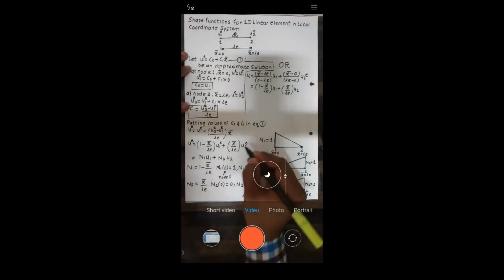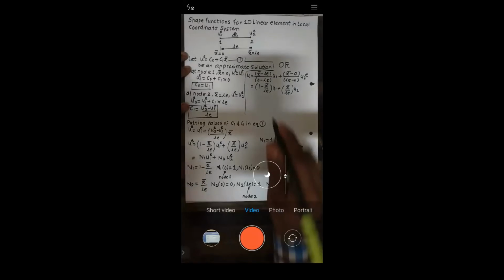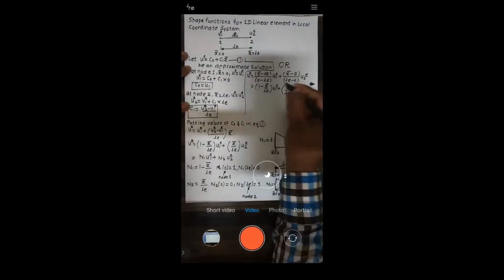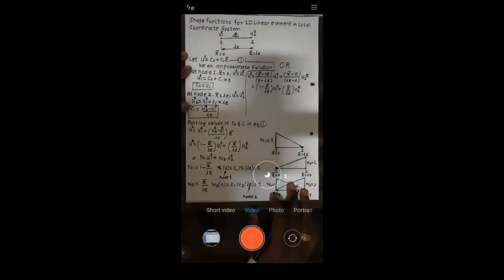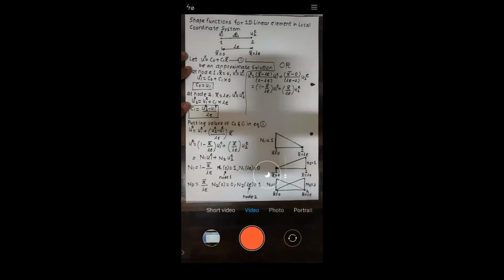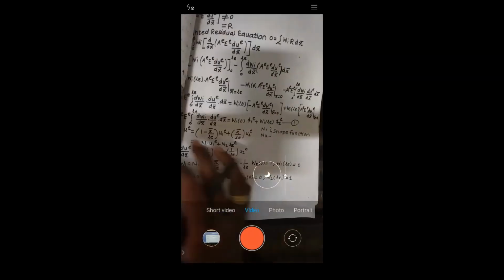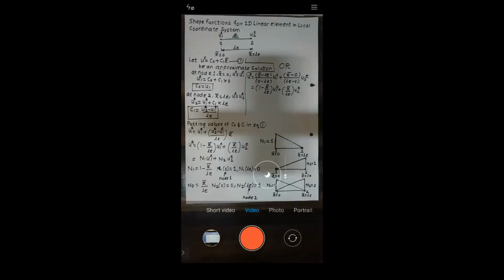Understood? Yes, sir. Is it okay to each of you? Yes. How we derived these shape functions matters, because we have used them in the previous numericals. So we should know from where they are derived. This is all about local coordinate.